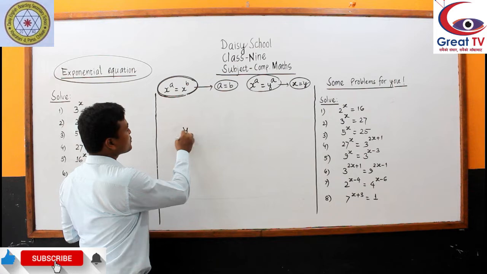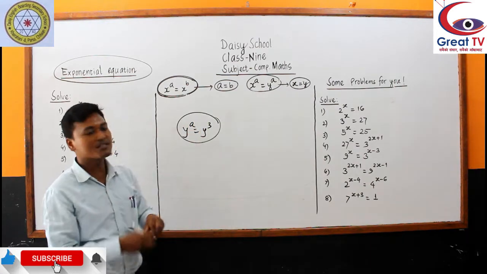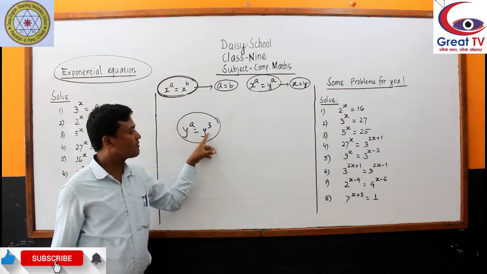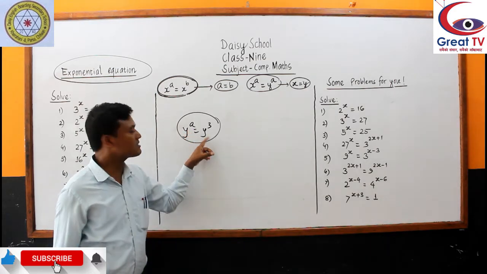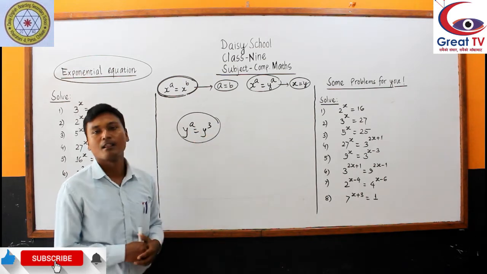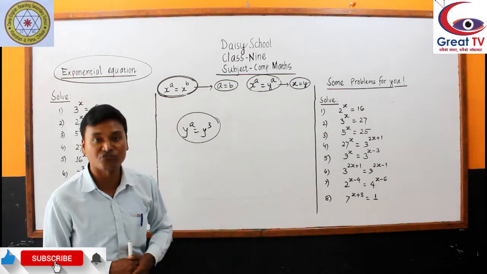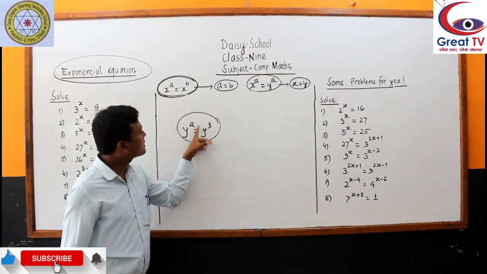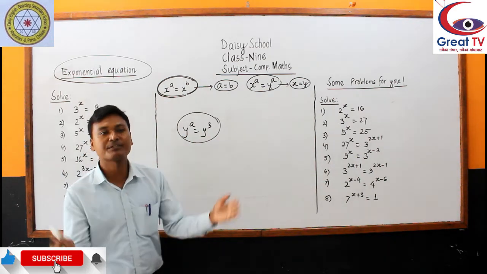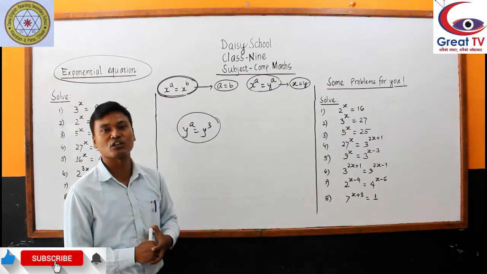So now we have y to the power a equals to y to the power 3. Here also we have y base. The bases are same. If the bases are same, the powers are equal. That means we can say the relation between a and 3 is a is equals to 3. That means if the bases are same, the powers are always equal. This is the first concept we do use while solving exponential equation.